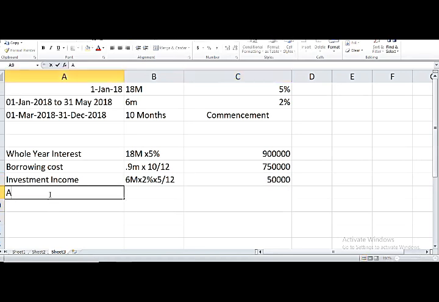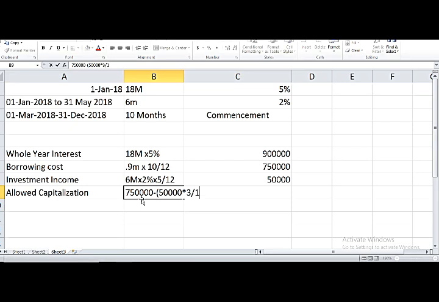This is the total investment income, right? Now I'm writing over here how much is allowed capitalization. This is the final answer. The 750,000 is for 10 months. We'll subtract 50,000, but not the whole 50,000. 50,000 multiplied by 3, for March, April, May, divided by 12, right?